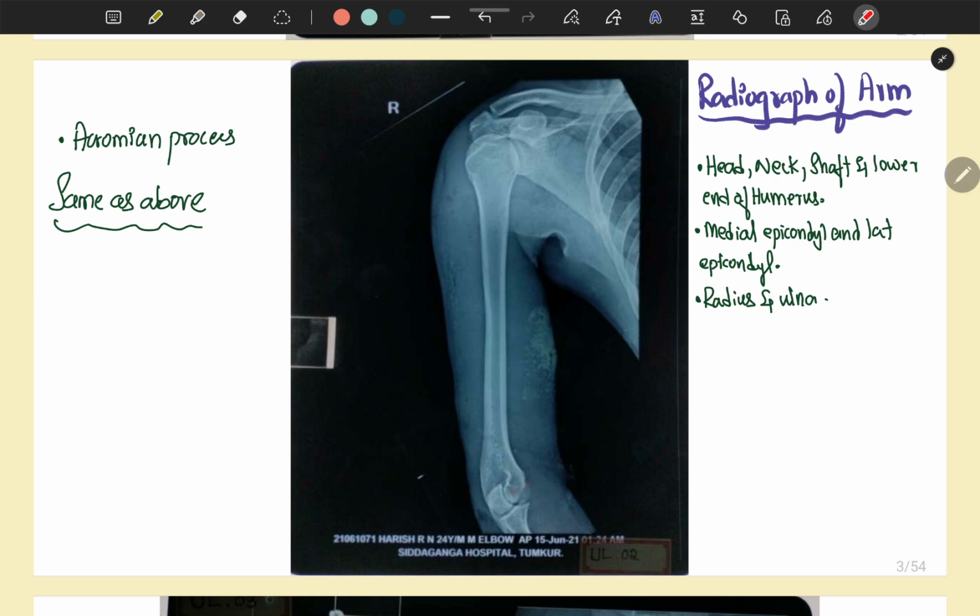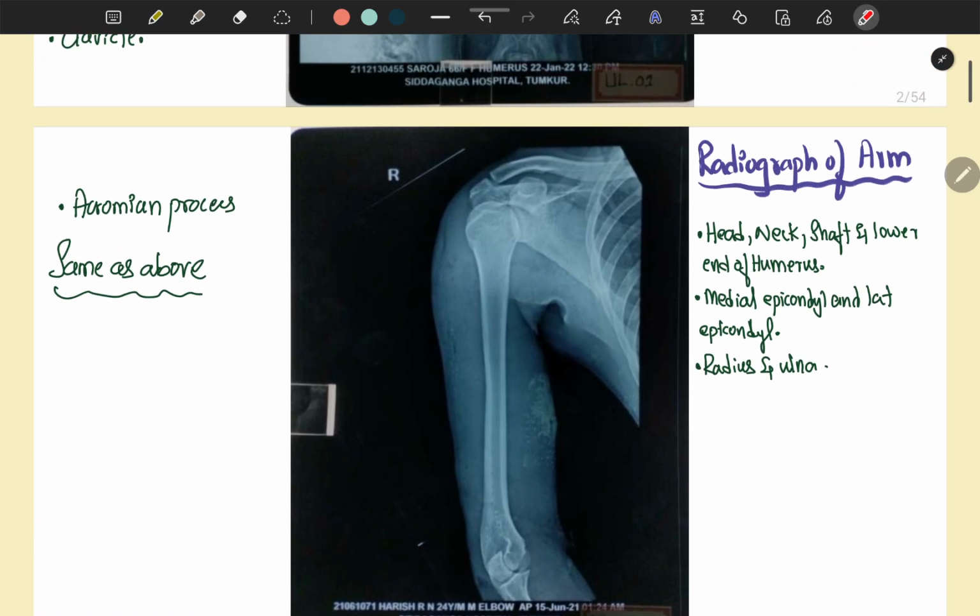This can be said medial condyle. How? Because here you can see the ulna is present medially, so where it gets attached, this condyle is called medial epicondyle. Okay, and you can see this is ulna, and here not that prominent, this is radius. And as usual you can see the head of the humerus and neck of the humerus, shaft of the humerus and lower end of the humerus.